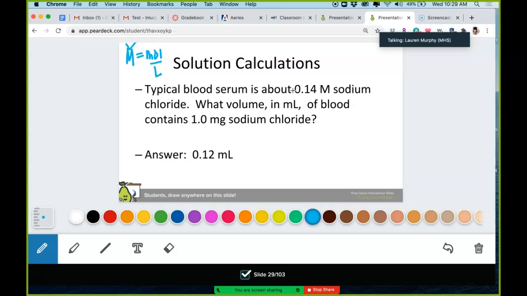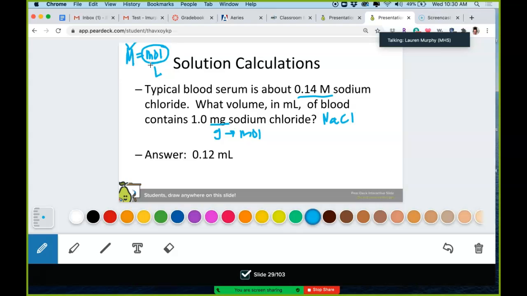So they gave you molarity, it's right here, and they did not give you moles, but they gave you milligrams, and you can turn milligrams into grams and then grams into moles using molar mass because we know it's sodium chloride. So they also, in a roundabout way, gave you moles, and they're asking for volume. So what volume? In milliliters. So you can solve for liters and then convert to milliliters.